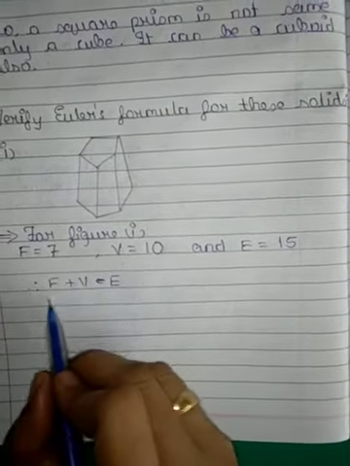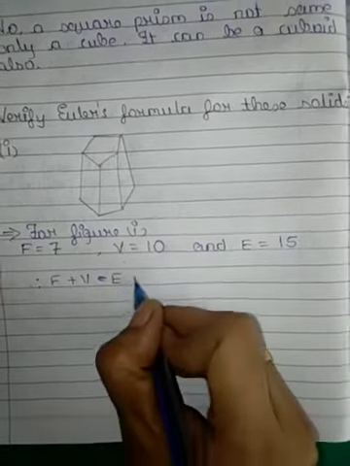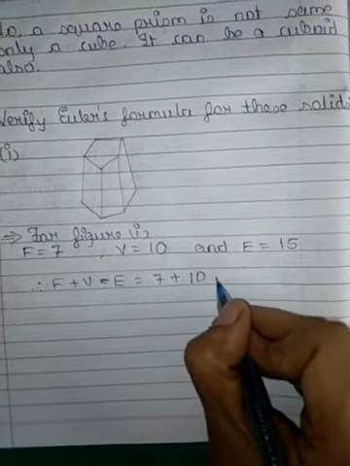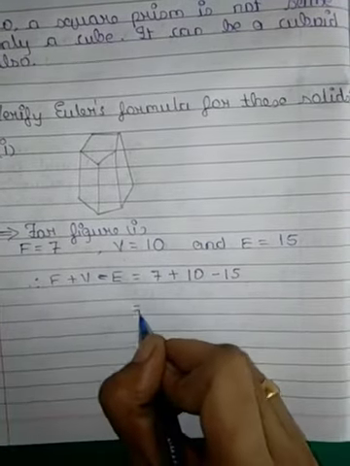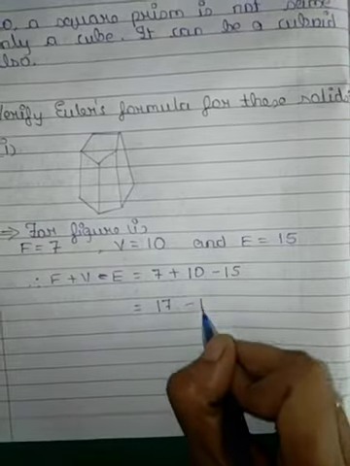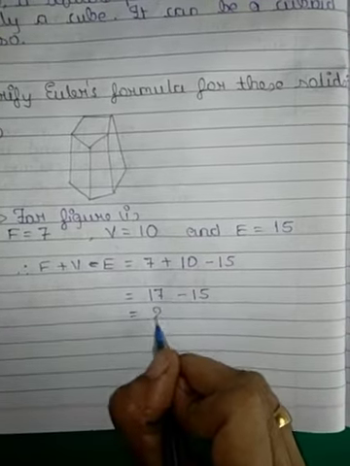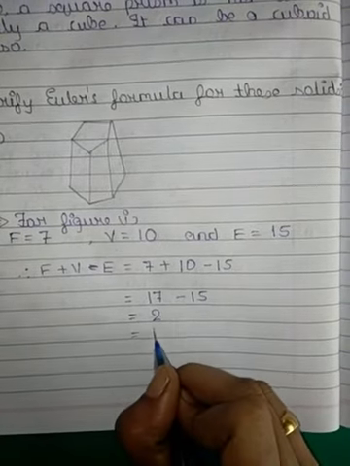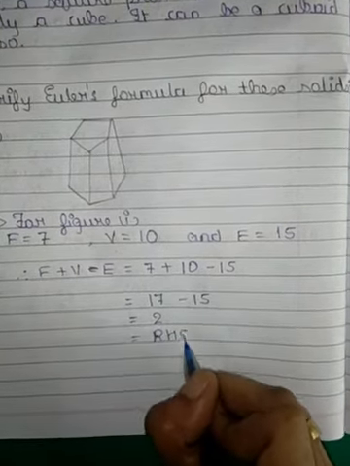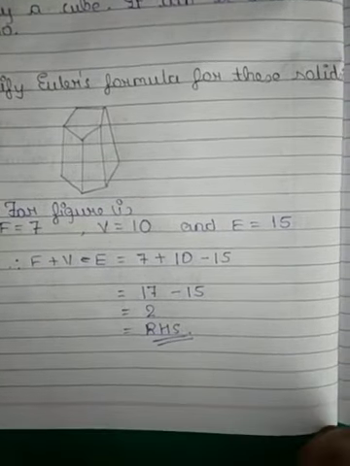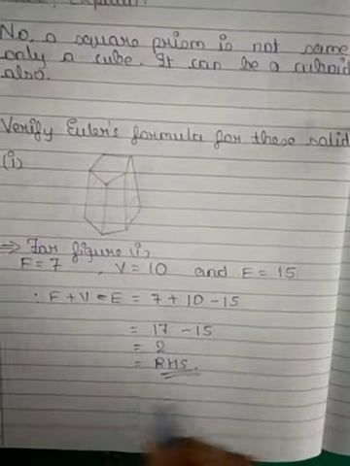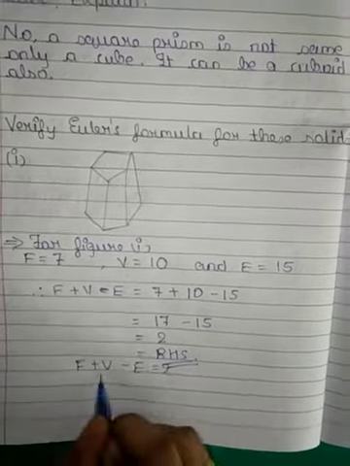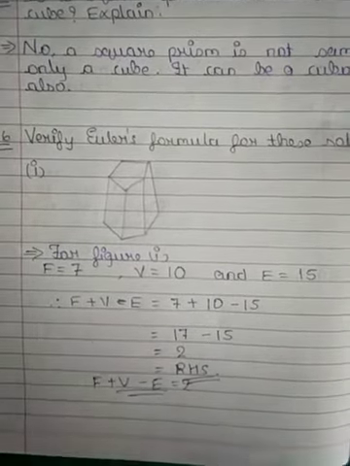So, according to the formula, F plus V minus E, let's put the values into the formula, that is 7 plus vertices 10 minus 15. 7 plus 10 is 17. 17 minus 15 is equal to 2. So, that is equal to the RHS side of the Euler's formula. So, thus this is proved. F plus V minus E is equal to 2. So, this Euler's formula is proved here.